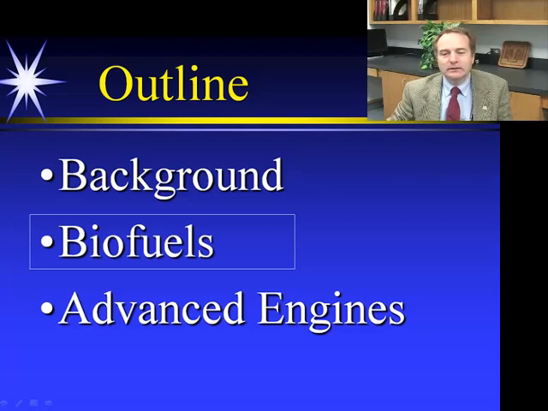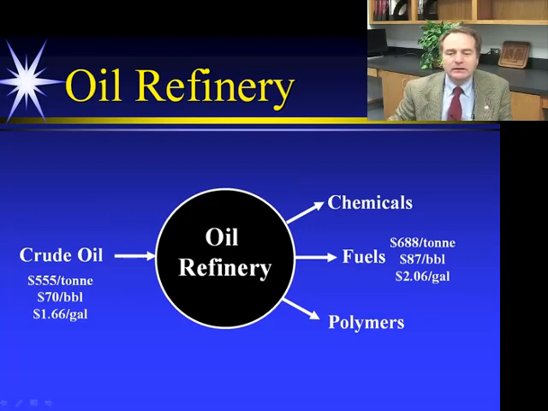Okay, so I'm going to get now to the heart of my presentation, which is biofuels. In a conventional oil refinery, currently, I mentioned the price of oil is about $70 a barrel. And what we do is we convert that crude oil into fuels, chemicals, and polymers. And currently the price of oil at the refinery gate, or the price of gasoline, is about $2.06 a gallon, which is about $87 a barrel.